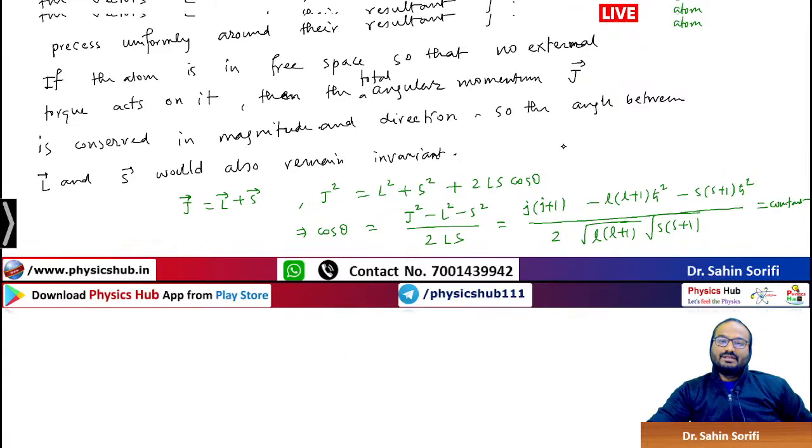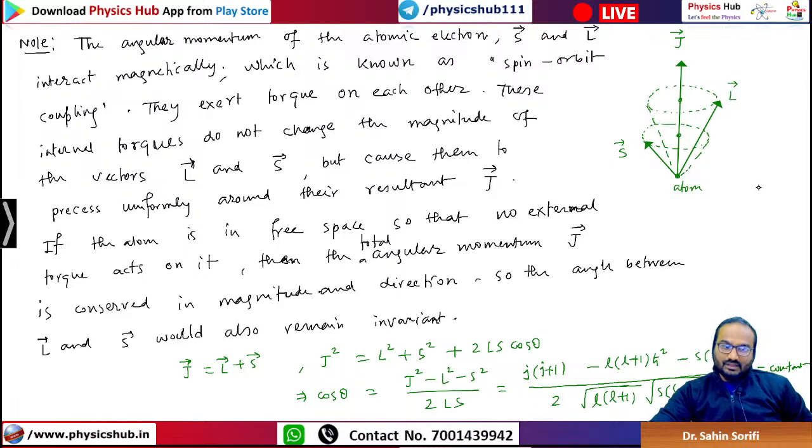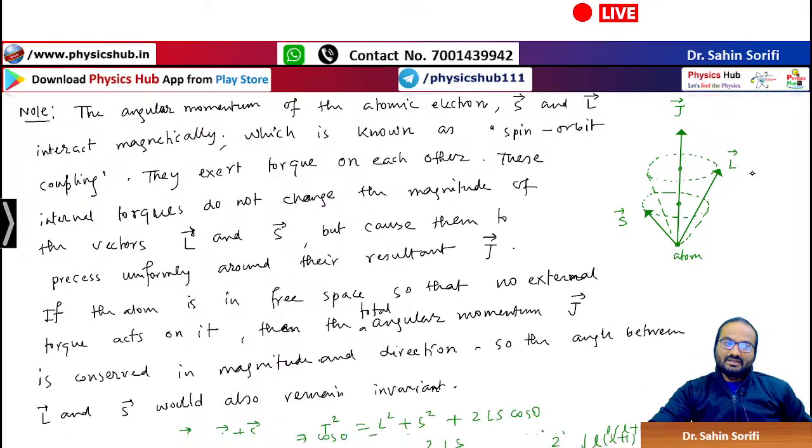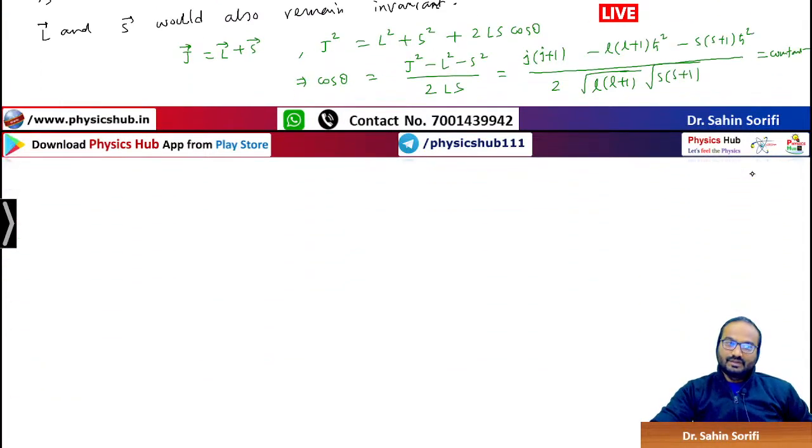Now this is the scenario when there is no external magnetic field present. What will happen if we apply a magnetic field along the z direction? You see what will happen? L and S coupling will be there. So L and S will precess around J and J will itself precess around the magnetic field. So in presence of the magnetic field, what will happen? Murali, understood why theta is constant?